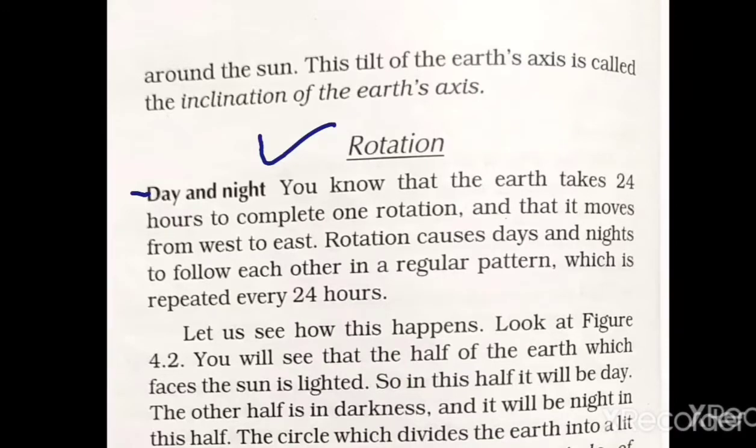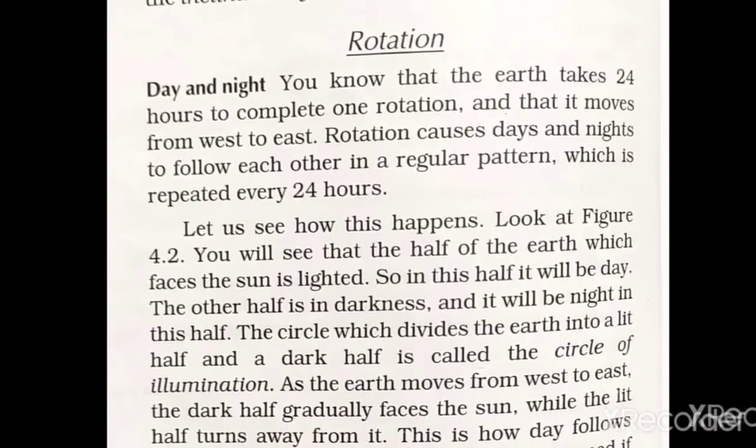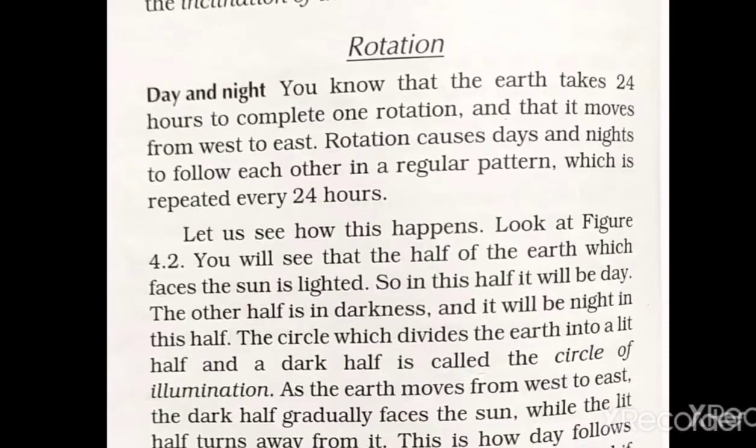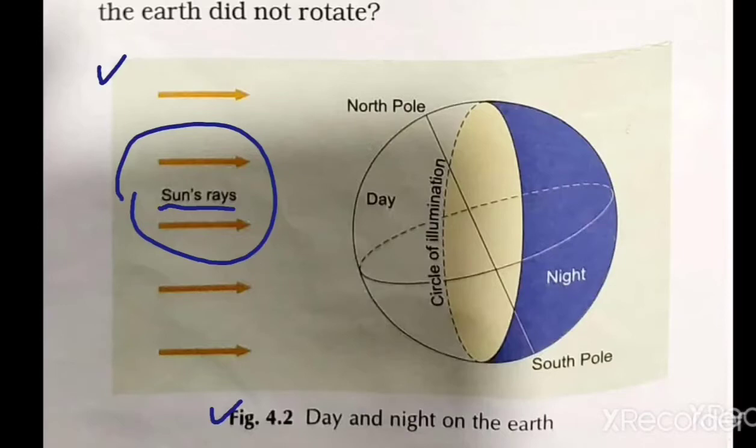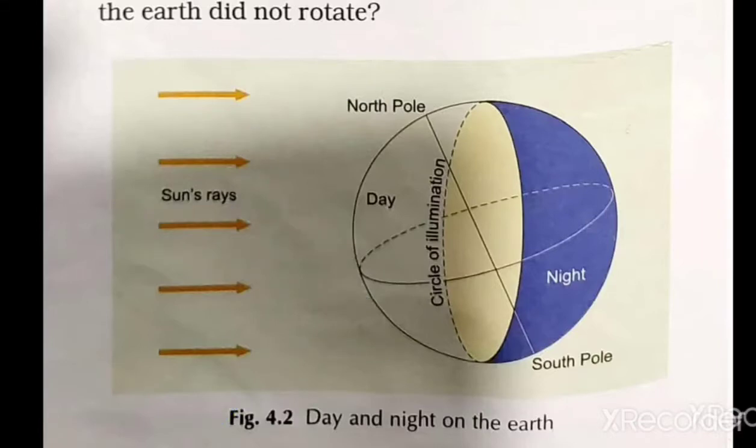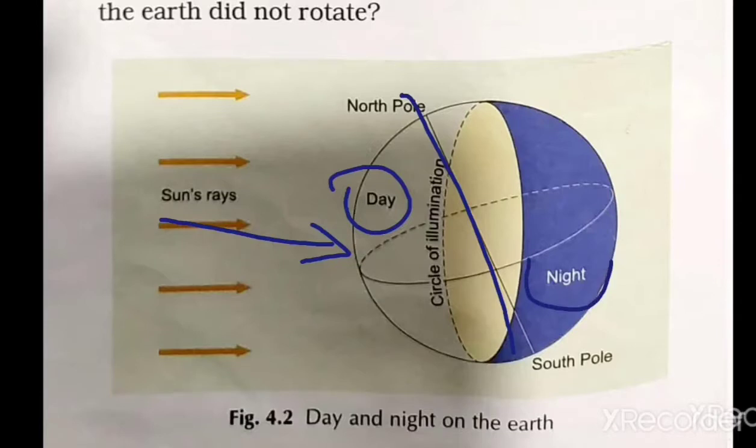Let us see how this happens. Look at this figure 4.2. You will see that half of the earth which faces the sun is lighted. You can see the sun rays. Suppose this is sun, and these are sun rays. You can see in this image, sun rays are falling on half of the part, not on the full part. So the part which receives the sunlight, which receives the sun rays, has day. And the part which is not receiving, for them it will be night, right.